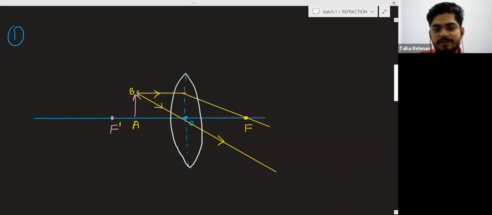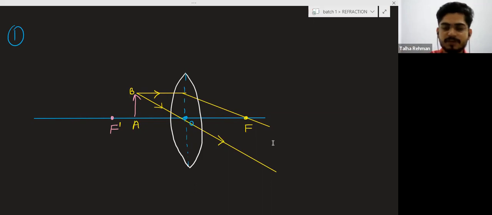We will take the first ray from this object. I have already told you the object is a source of light. In reflection, you have studied that the object is the source of light. So one light ray is coming from this object parallel to the principal axis, and after refraction it will pass from the focus. Another ray from this object will pass from the optical center. For image formation there is a requirement of only two rays.